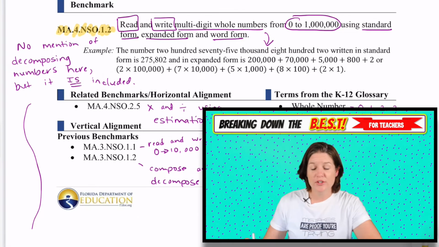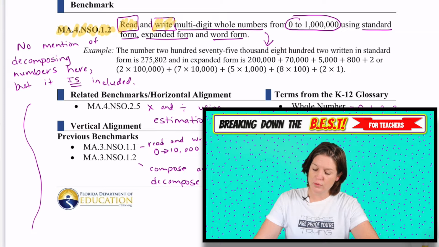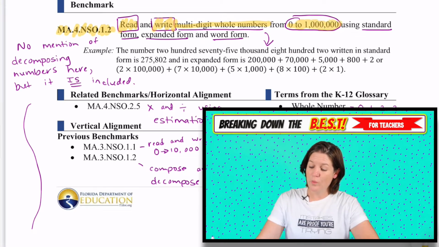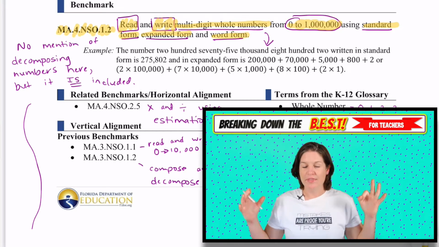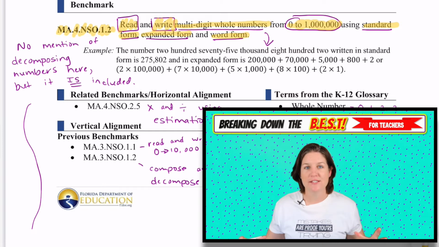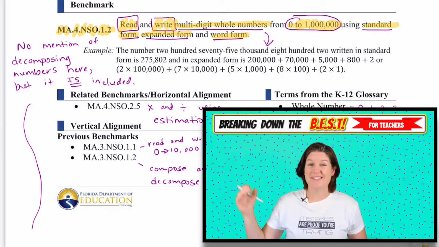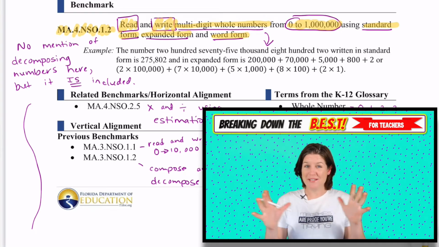So that's cool. This standard says to read and write multi-digit whole numbers from 0 all the way to 1 million using standard form, expanded form, and word form. So 3 different forms. This standard is magnificently huge. There is so much going on in this standard. I love that with these new B.E.S.T standards, we do have more opportunities for students to practice with place value. It's just a lot. This is a heavy, heavy standard, and I want us to be careful.